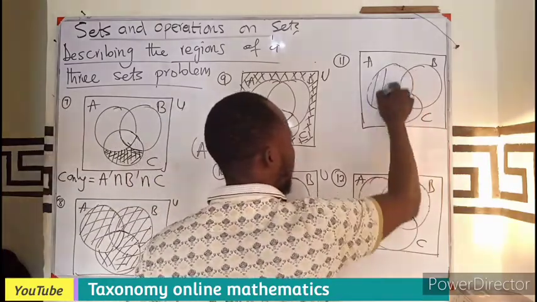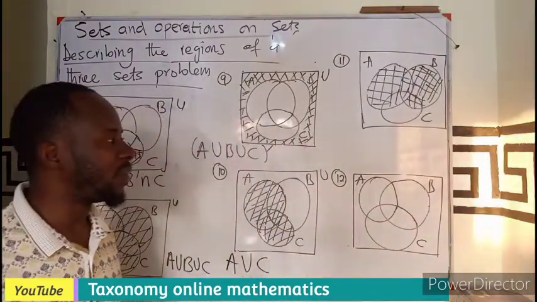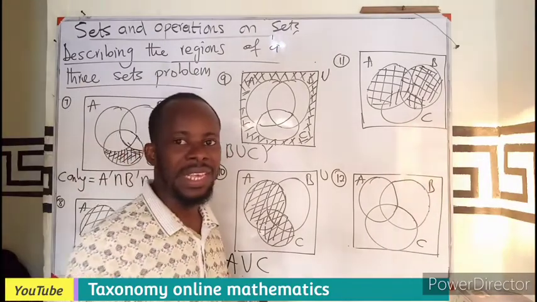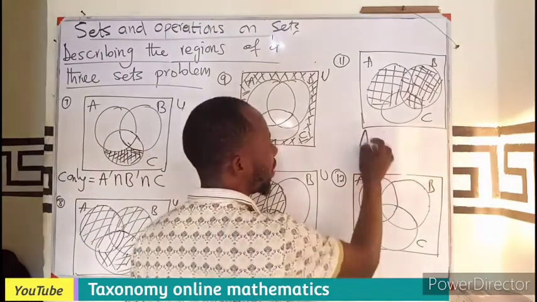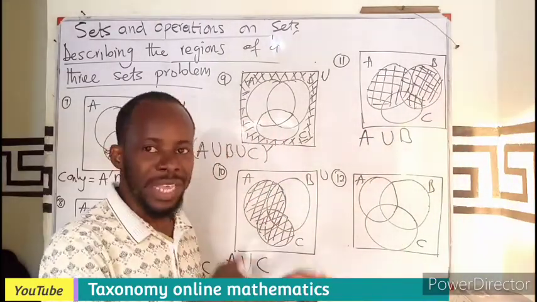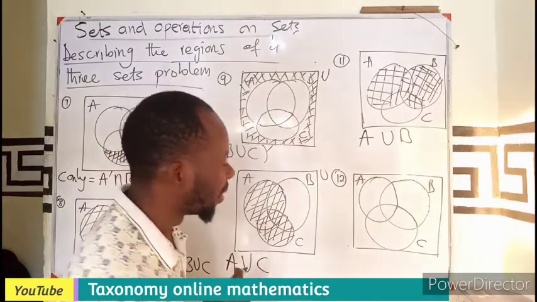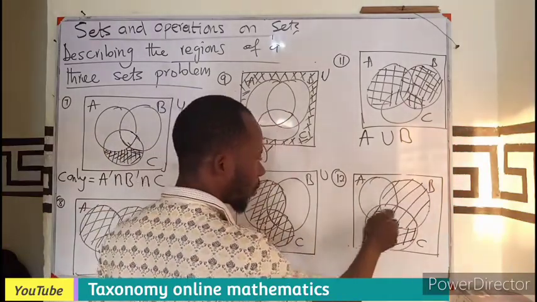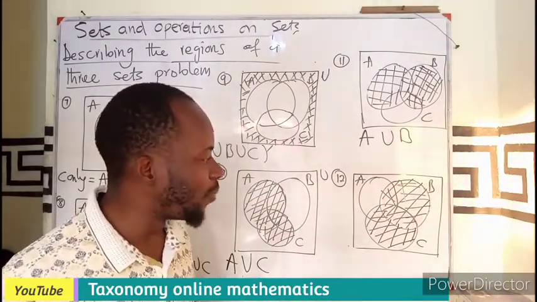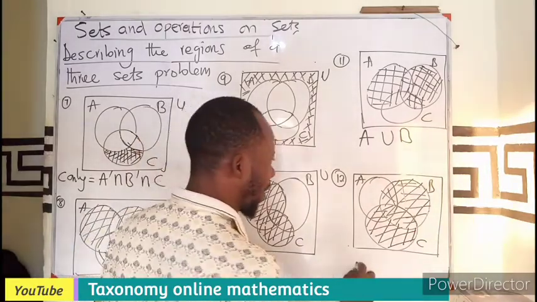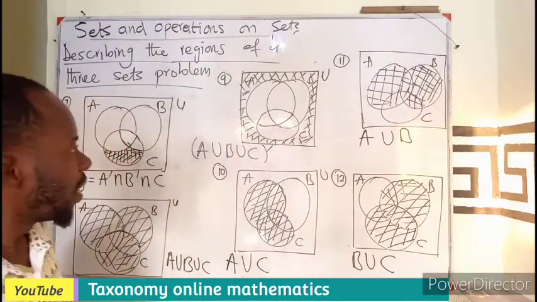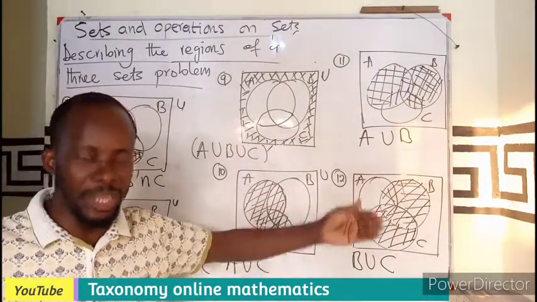Then let's see, which region are you seeing being covered? Completely A, completely what? B, except the C only. So this becomes A union what? B, if possible, intersection C complement. Then finally, I believe you can also say that this is completely B and completely what? C. So that becomes B union what? C.